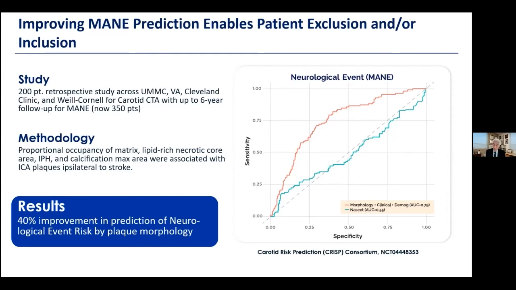We had a 40% improvement in prediction of neurological event risk by plaque morphology. So as we think about adding these to MACE or MAIN, we could potentially reduce clinical trial size by up to 50% with prediction of those patients at baseline who are more likely to suffer an event, or more likely to benefit from therapies, and really dramatically reduce clinical trial size.